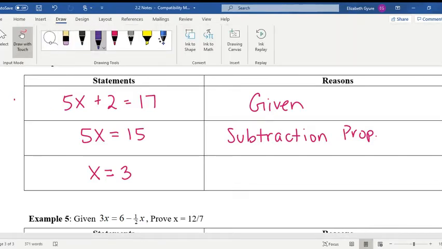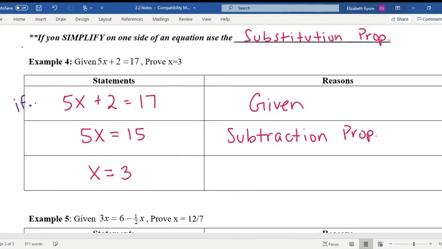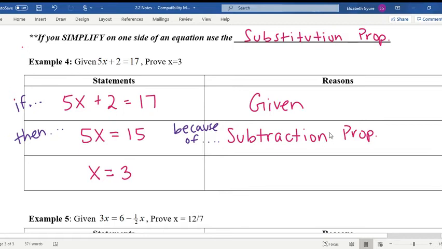Okay. So if I know that 5x plus 2 equals 17, then I can conclude that 5x equals 15 because of the subtraction property. Okay, when you're doing these normally, you don't have to write an if, then, and because of. I'm just kind of showing you the logic. So if I have this, then I know 5x equals 15 because of the subtraction property.